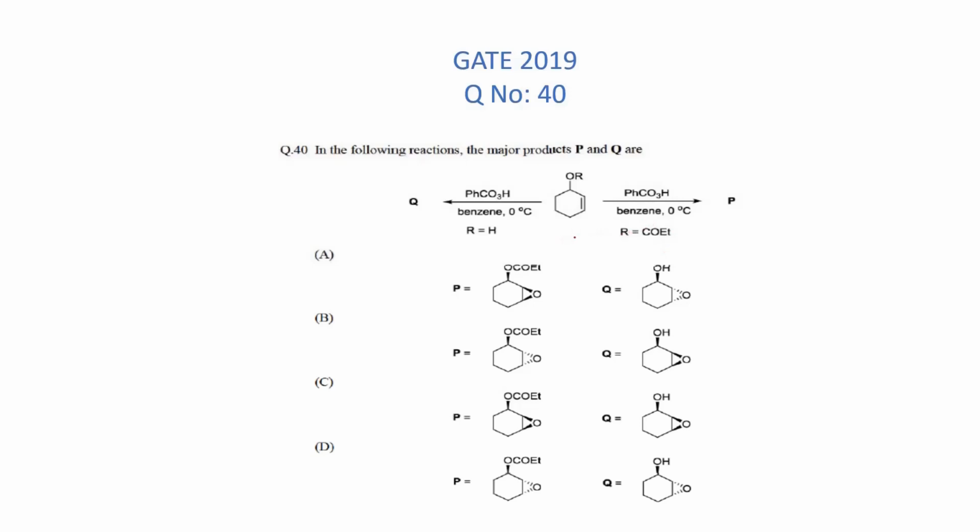In both cases, what is happening basically is epoxidation, right? So we have to decide which is the proper stereochemistry in the epoxidation. They use peroxybenzoic acid, PhCO3H, in benzene at 0 degrees centigrade in both cases. The reaction conditions are also the same.